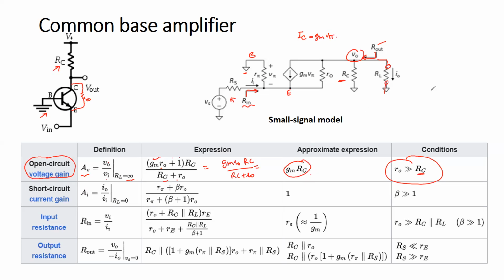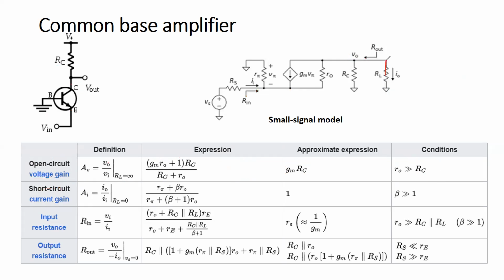So remember, in the common emitter mode, the magnitude of the gain was equal to gm times RC. And here also for the common base, your gain is gm times RC. Now you have a short circuit current gain, where you basically short circuit the resistance RL. So RL is equal to 0. And then you have this expression.